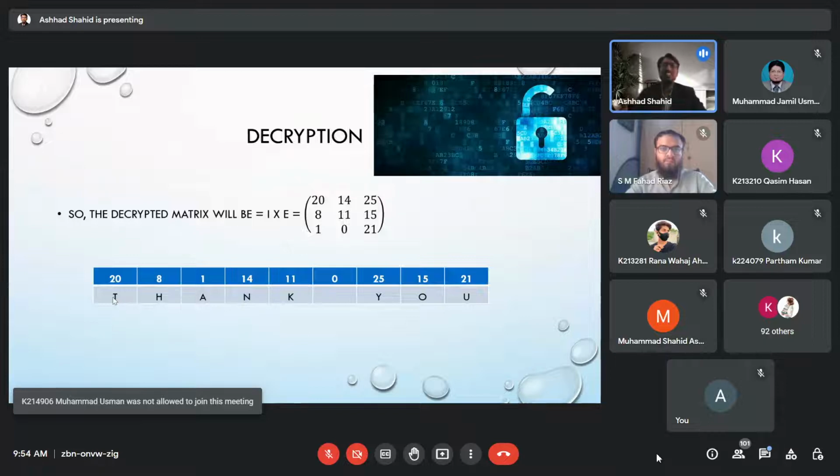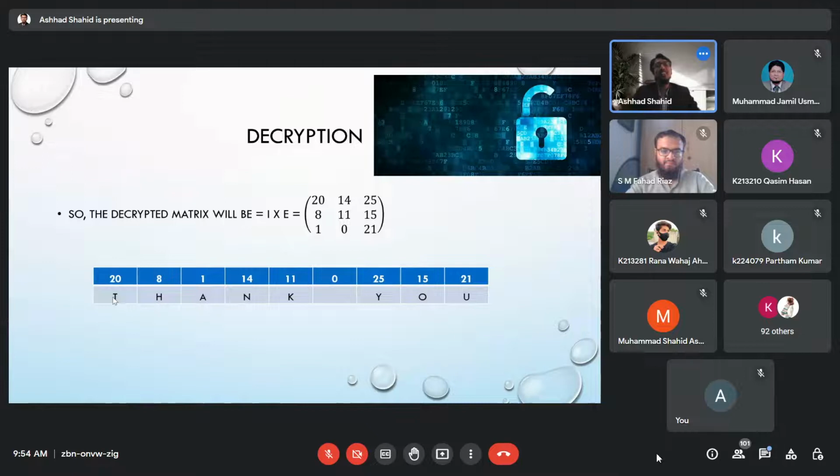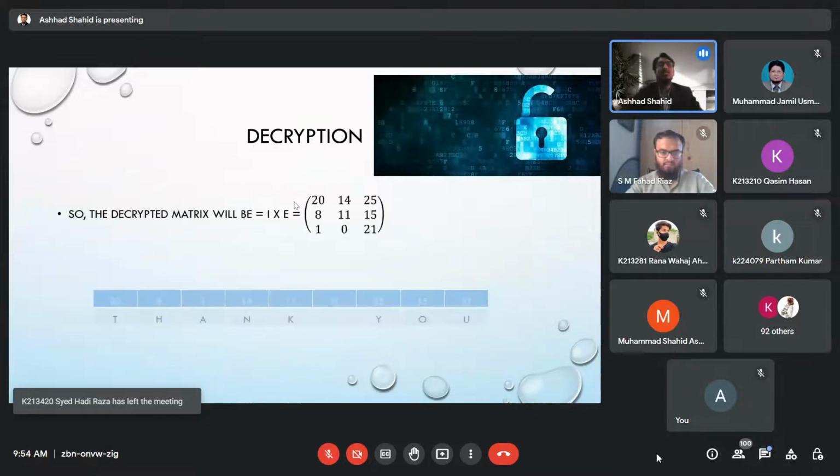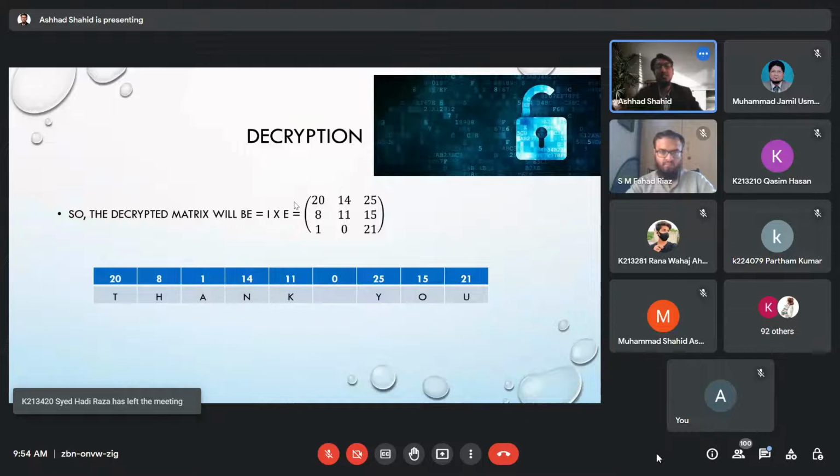So thank you is basically just for finishing this session. Cryptography is basically used in this way. I can send you only this encrypted matrix as ciphertext, or these numbers can also be converted to ciphertext, like some cipher alphabets. So this is basically all that I have to discuss.